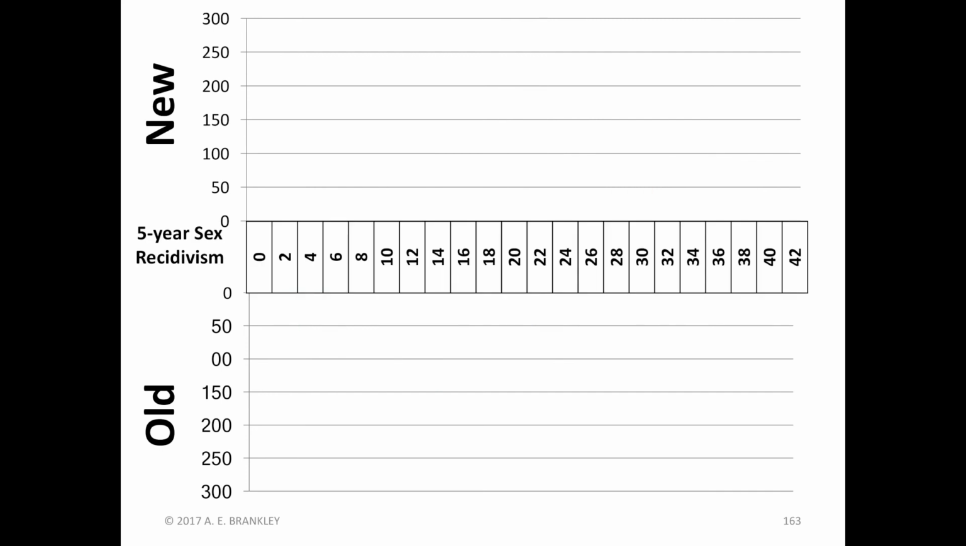This figure builds off of the previous one. I have added on the x-axis the 5-year sex recidivism rates. The color and height of the two figures will remain the same.